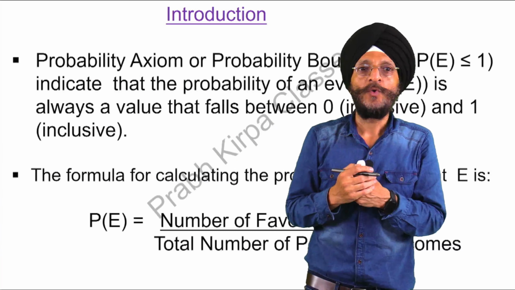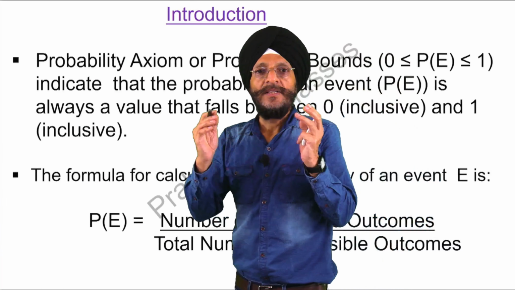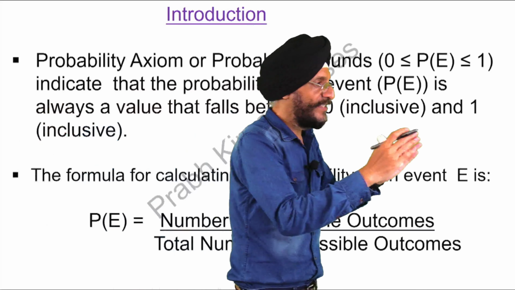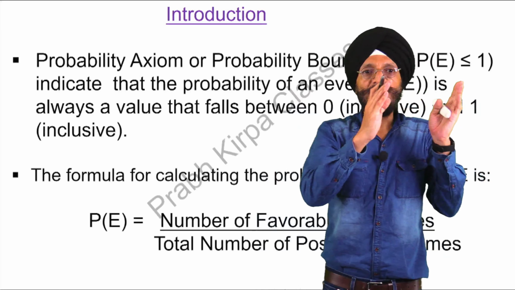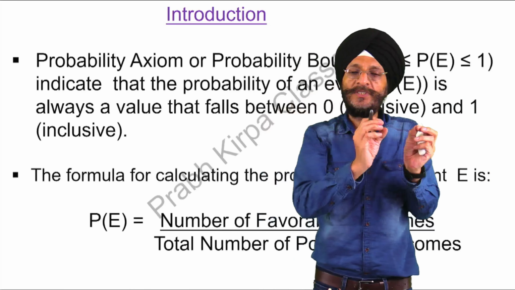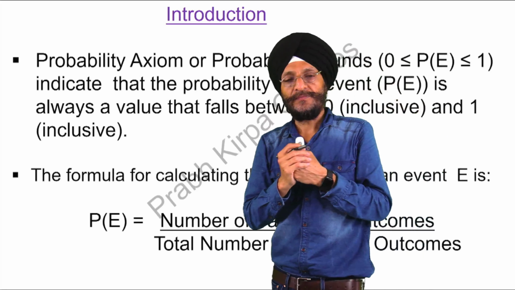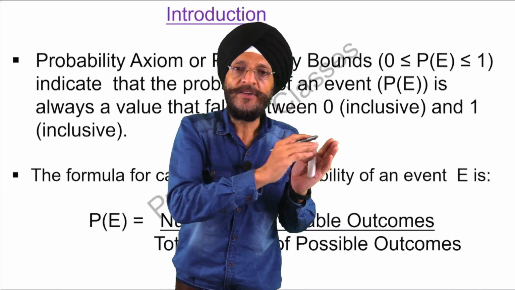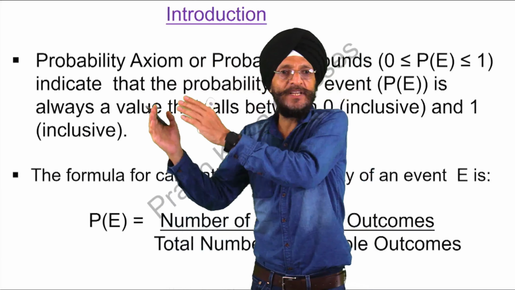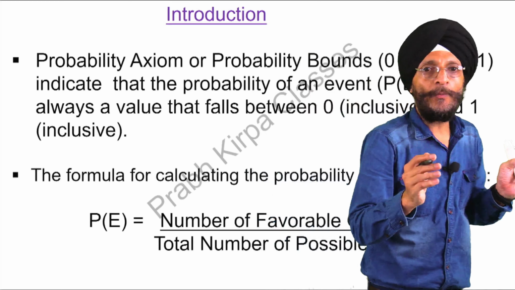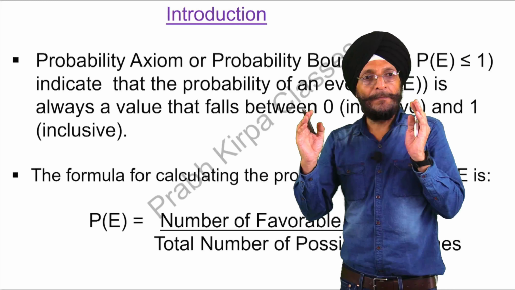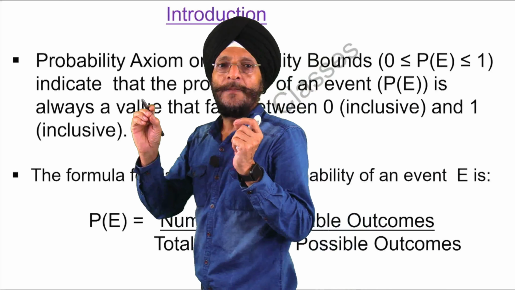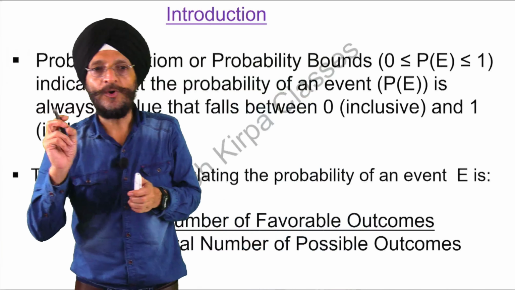Probability axiom or probability bounds indicate that the probability of an event is always a value between 0 and 1, both inclusive. That is, the probability of an event cannot be negative and it cannot be more than 1. And the probability of an event is measured by dividing the number of favorable outcomes by the total number of possible outcomes.